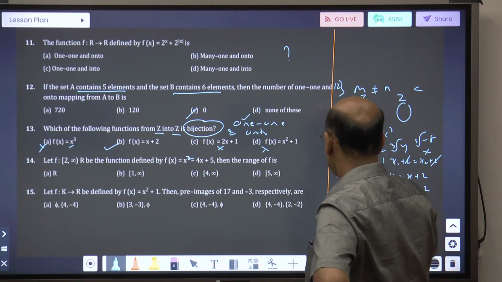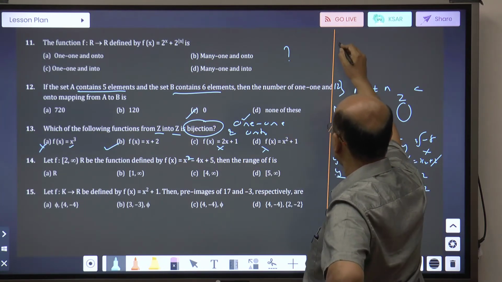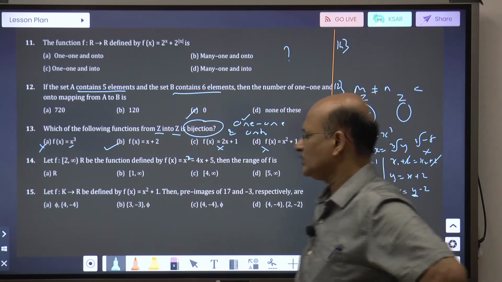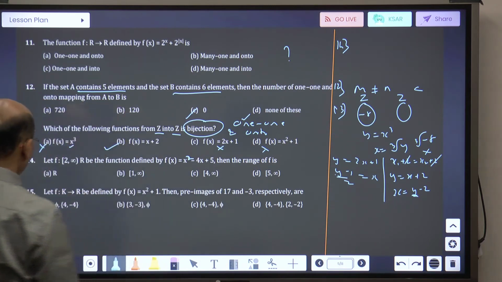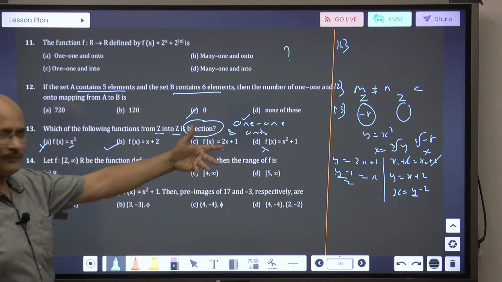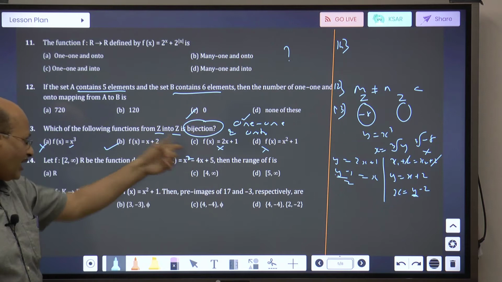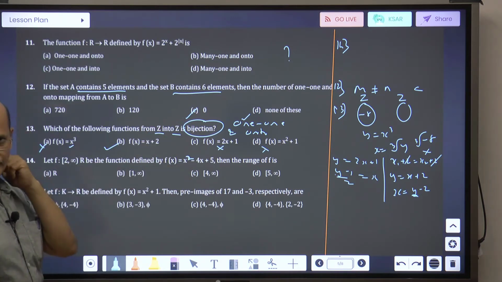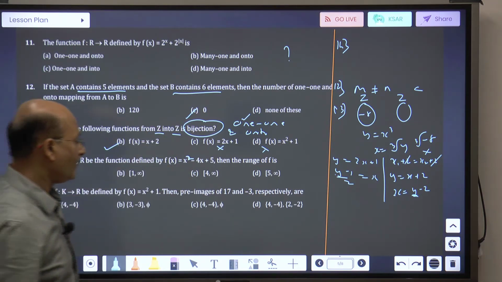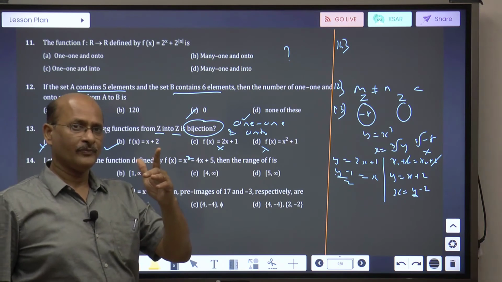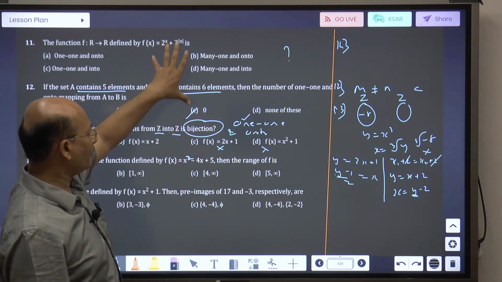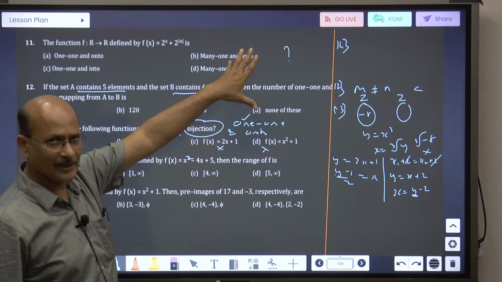Now let us talk about the 14th question. Now I am just writing here the 14th one, just for your information. They are telling f is from 2 to infinity, and f(x) is given. Then what is the range of f? Now this is important. Remember, range means: the x value is the domain, the y value is the range. Keep that in mind. Okay.